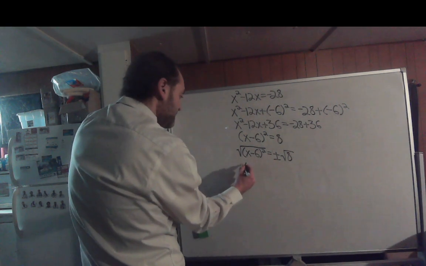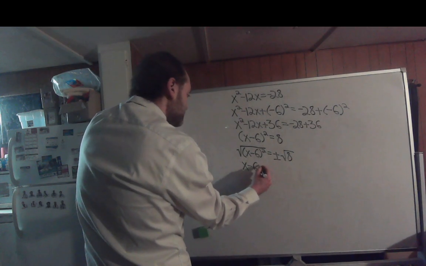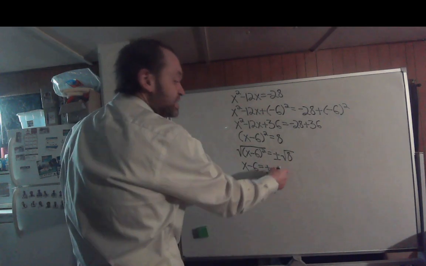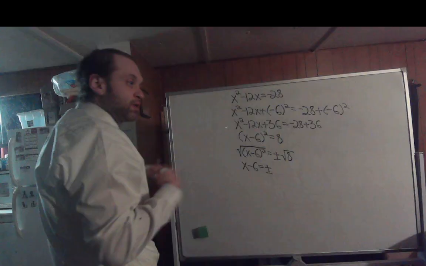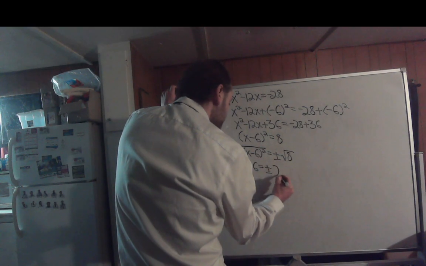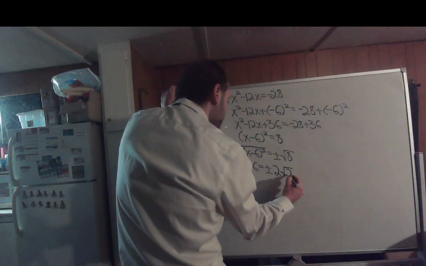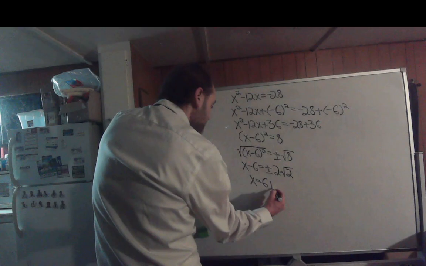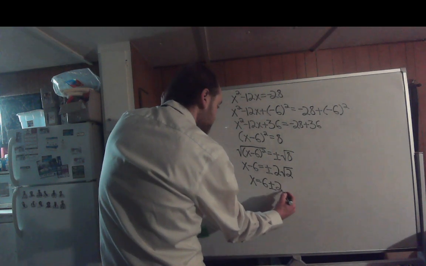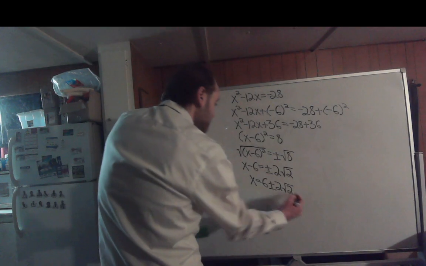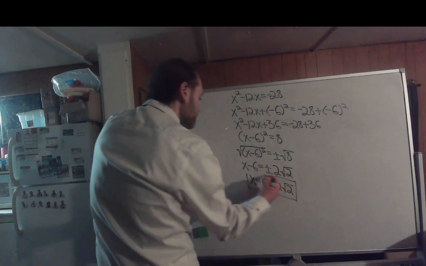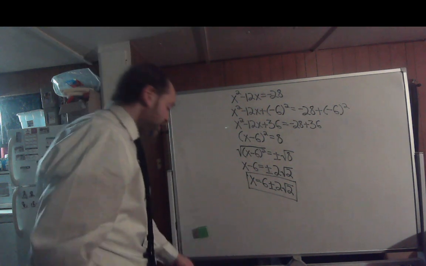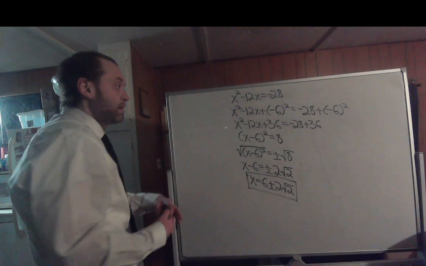So on the left side, you'll have x minus 6 equals plus and minus. Okay, the square root of 8 breaks down into the square root of 4 times the square root of 2, which is 2 times the square root of 2. So that means x is going to equal 6 plus and minus 2 times the square root of 2. Those are the two solutions to this equation: x equals 6 plus and minus 2 times the square root of 2.